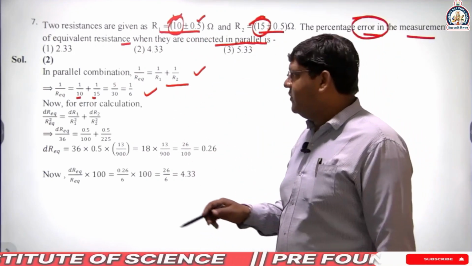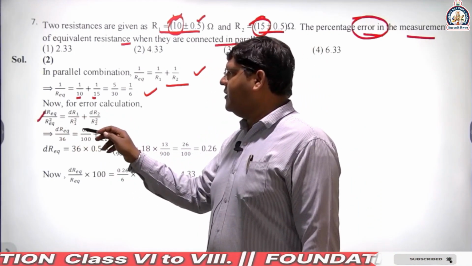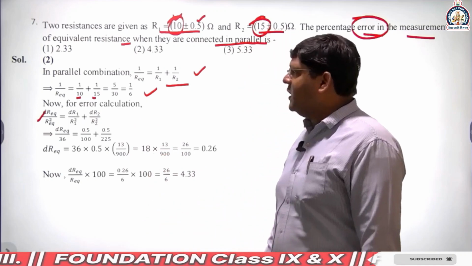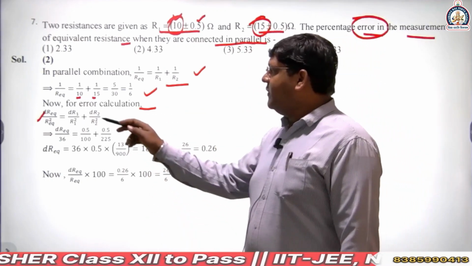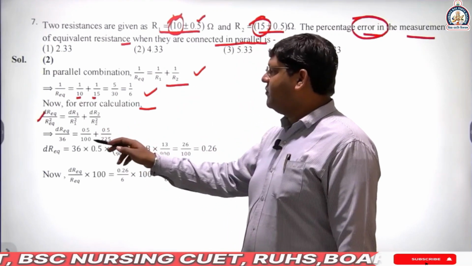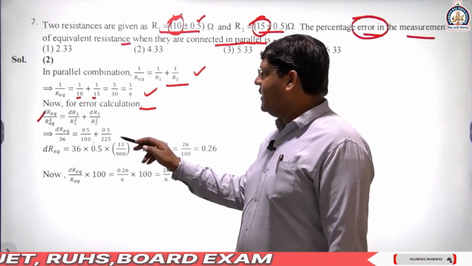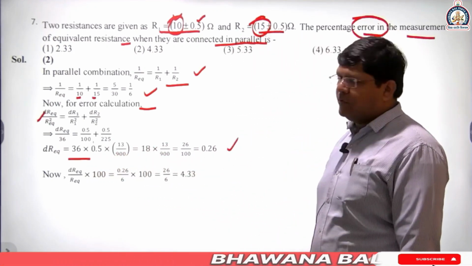For error calculation, we just simply write dR equivalent upon R equivalent square is equal to dR1 upon R1 square plus dR2 upon R2 square. This part is done for error calculation. Putting values of dR1 as 0.5 and R1 square 10 square 100, dR2 0.5 and R2 square 225. Solving for dR equivalent, we get 0.26.